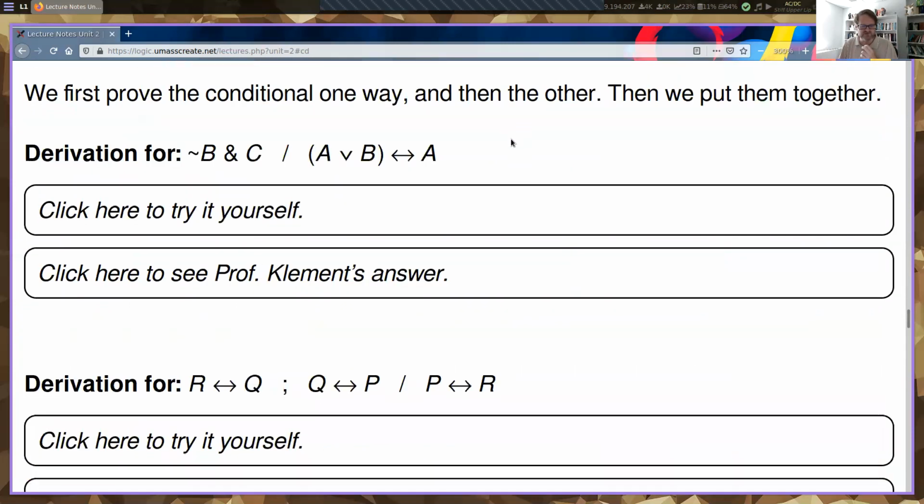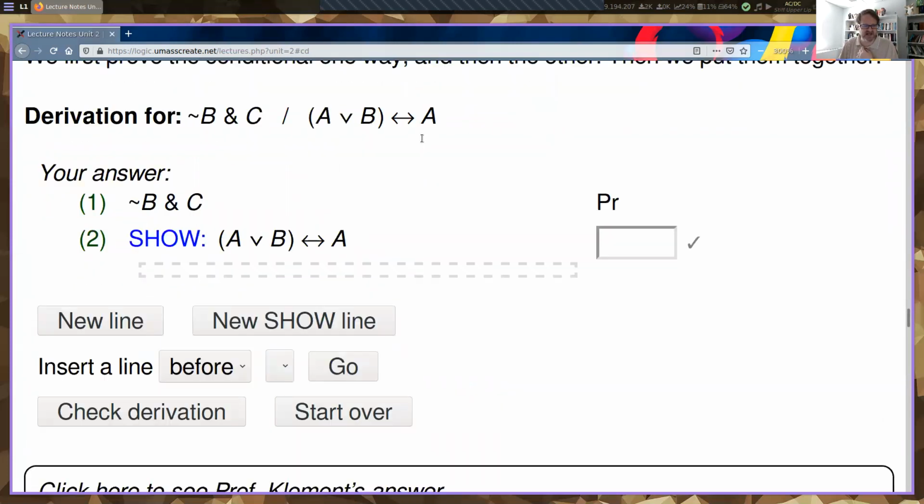And this is important for showing two-way arrow statements. If you're trying to show a two-way arrow statement, you need 2 arrow statements, 1 in each direction. So usually the way you do that is by 2 conditional derivations, 1 in each direction. So let's see how that works in an actual problem.